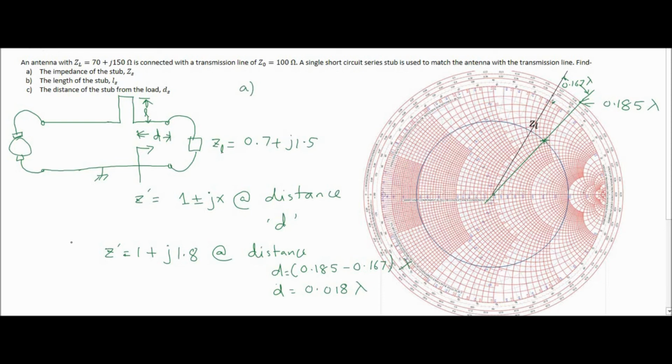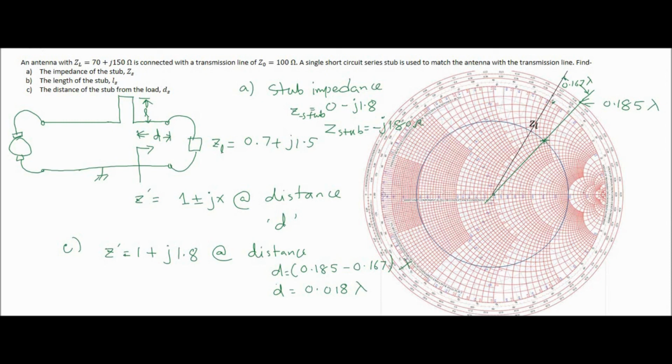Now this is part C. You have to find the stub impedance. The stub impedance, z stub in lowercase, will be 0 minus j of 1.8, because this is plus, so to cancel it you need a negative. If you want to find the uppercase stub impedance, you multiply this with 100, that will be 180 ohms. Now you have to find the length of the stub.